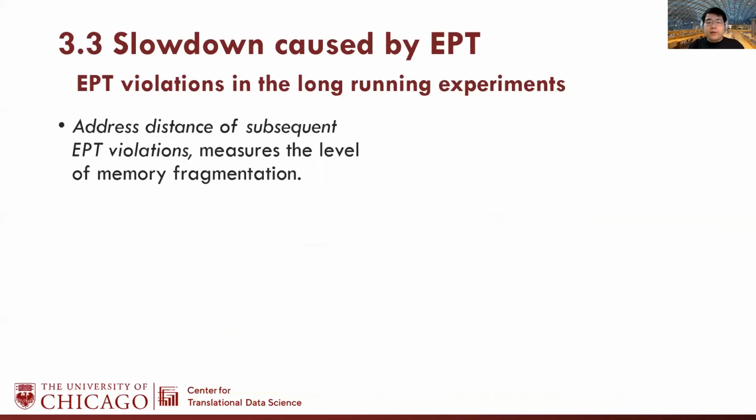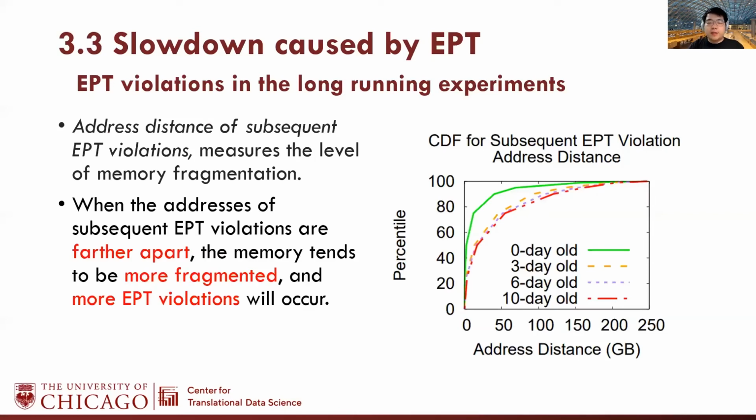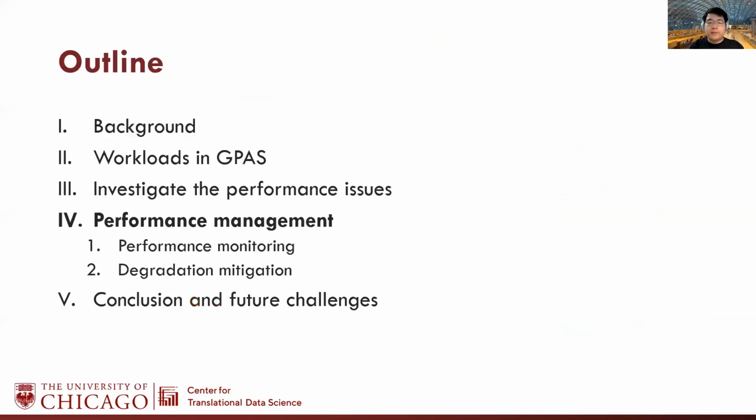We defined a new metric as the address distance of subsequent EPT violations, and it essentially represents the level of memory fragmentation. This graph shows the distance distribution for the experiment, and the larger distance means subsequent EPT violation addresses are farther apart. So the memory tends to be more fragmented and more EPT violations occur.